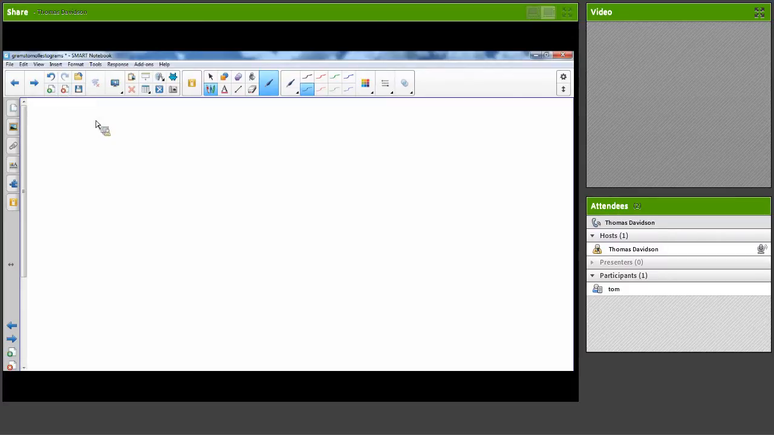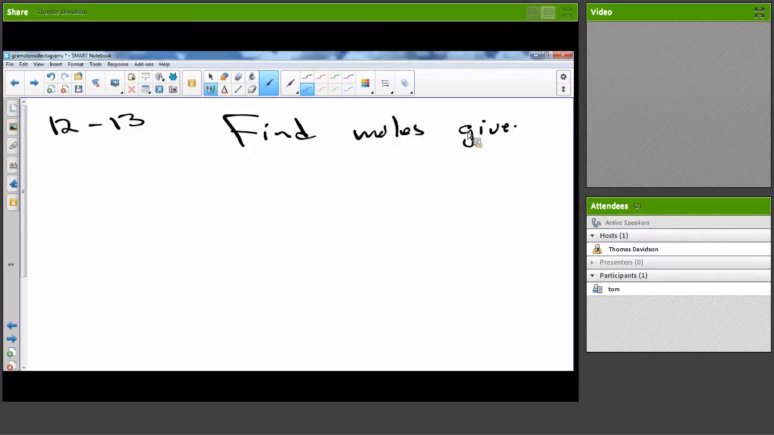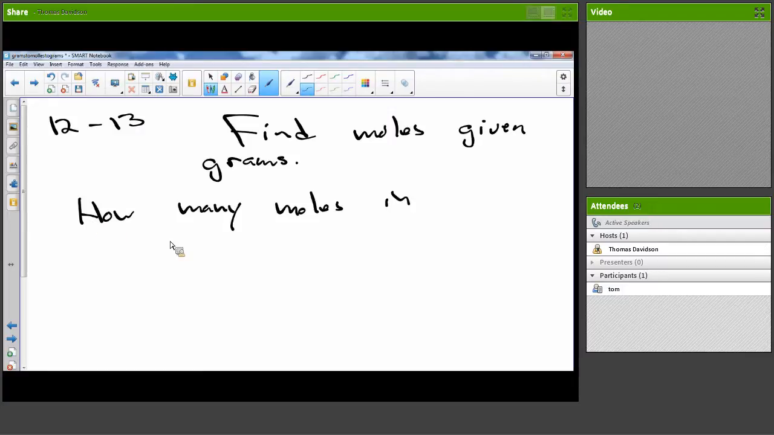Questions 12 and 13 ask you to find moles of given grams. Very simple. Let's say, how many moles in 25 grams of, I don't know, H2O.